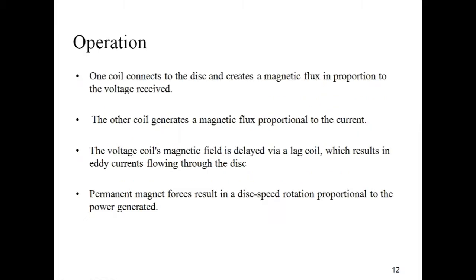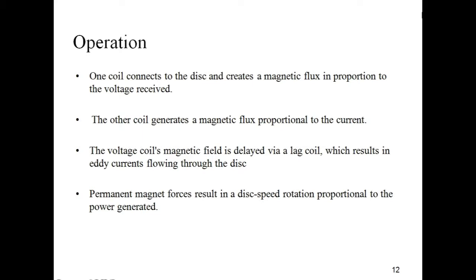Now, what operations are being performed? An energy meter contains two coils. One coil connects to the disk and creates a magnetic flux in proportion to the voltage received. The other coil generates a magnetic flux proportional to the current. The voltage coil's magnetic field is delayed via a lag coil, which results in eddy current flowing to the disk.